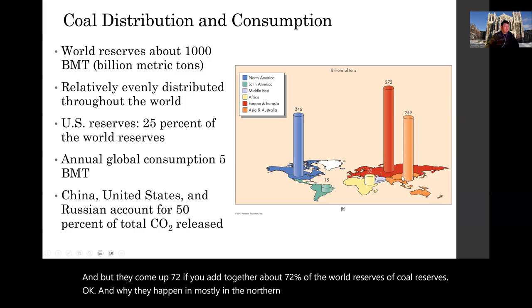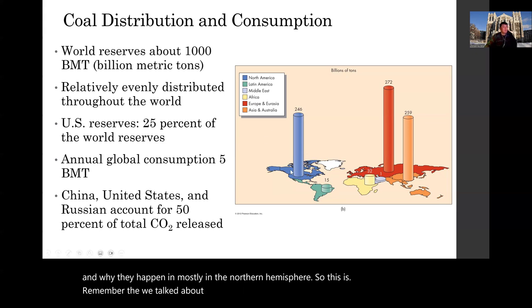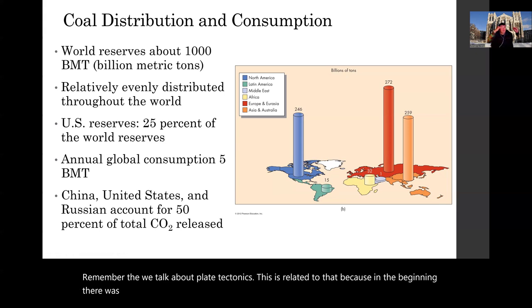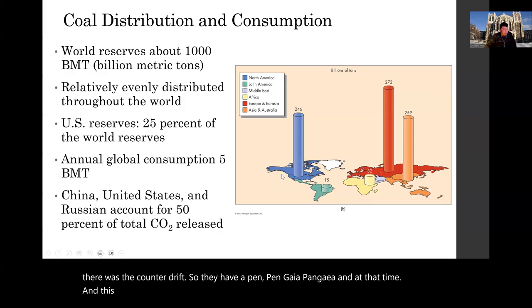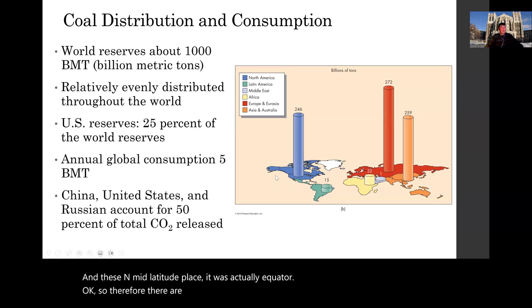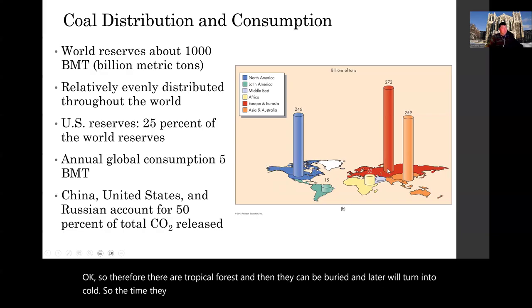If you remember, we talked about plate tectonics. This is related to that, because in the beginning there was continental drift, and there was Pangea. At that time, these north mid-latitude places were actually at the equator. Therefore they were tropical forests, which could be buried and later turn into coal. At that time they were tropical forest, and these days, because of continental drift, they moved to the north.